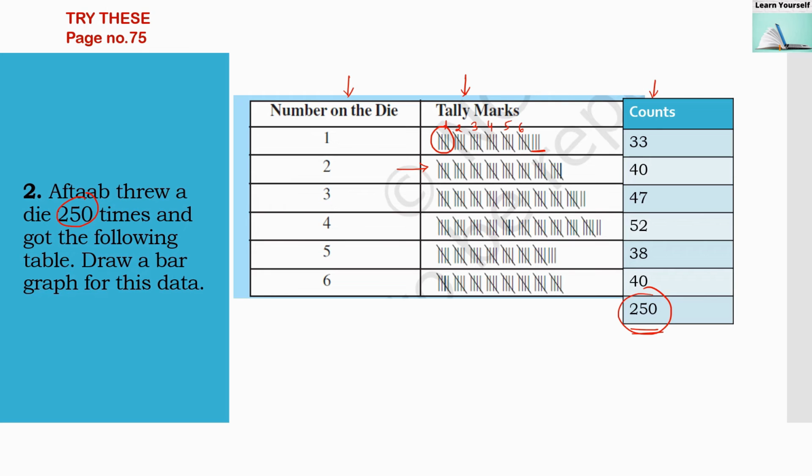Now the next thing is: draw a bar graph for this data. We have to draw a bar graph.